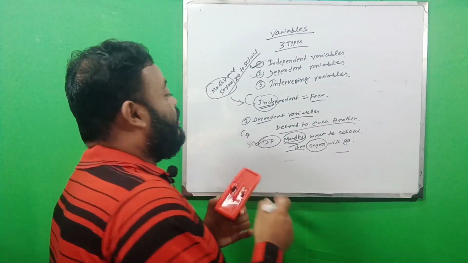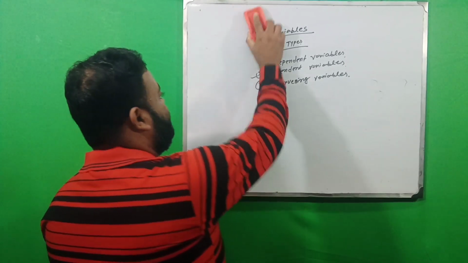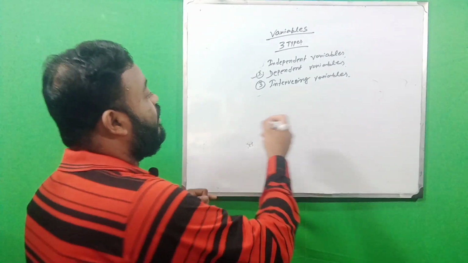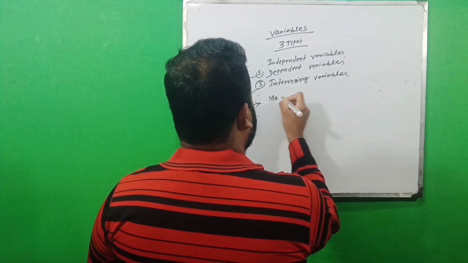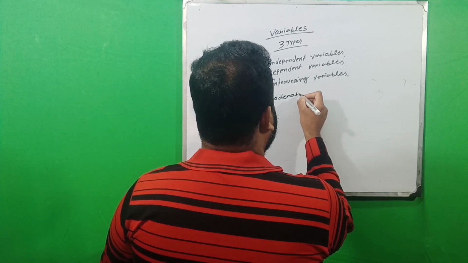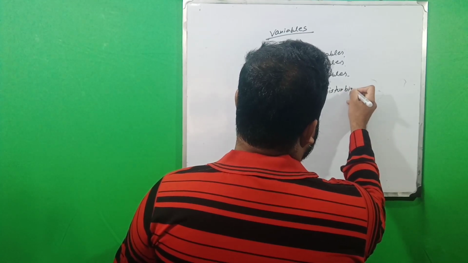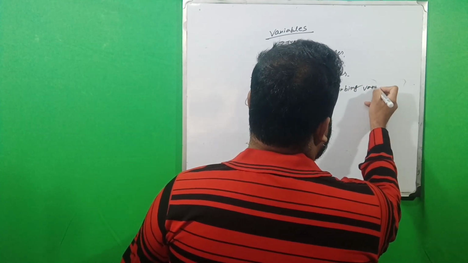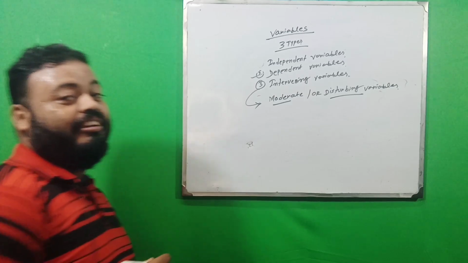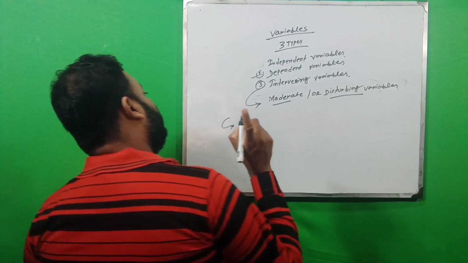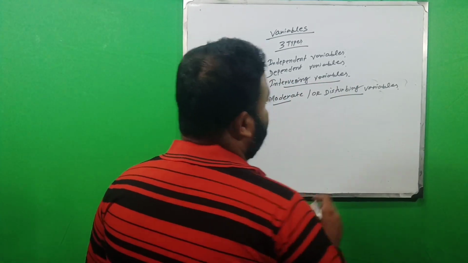Now we learn about the intervening variable. Number one, intervening. We can say that this is a moderate variable, or a disturbing variable. It is called a moderate or disturbing variable. First I will create an example here, so that the intervening variable will be clear for you.